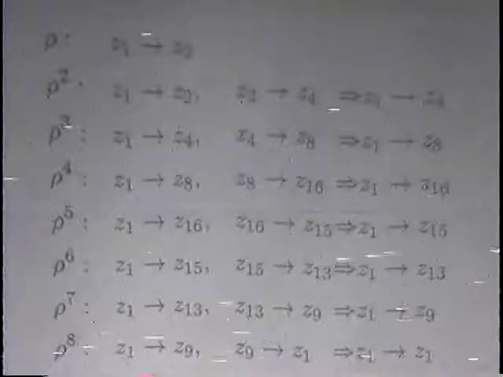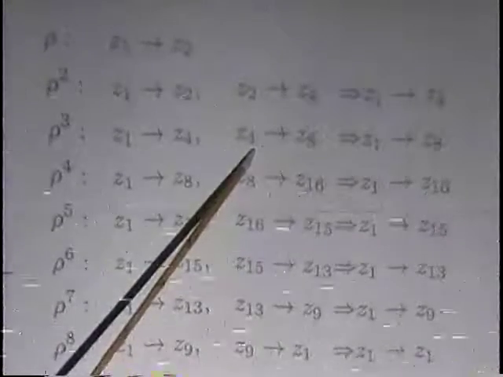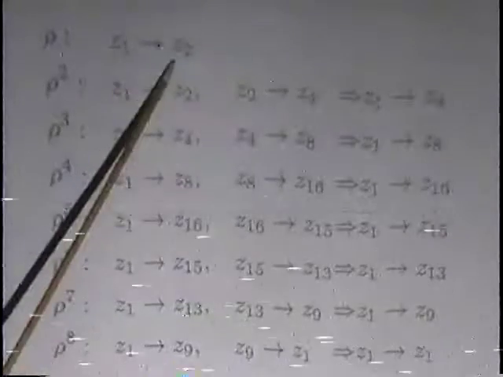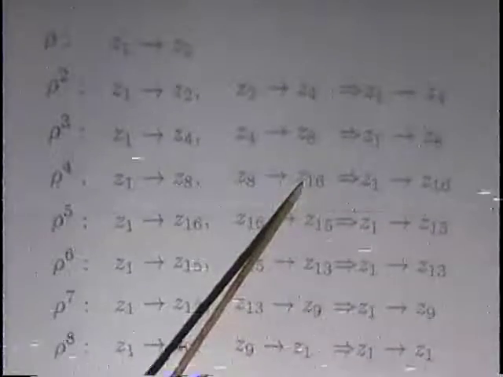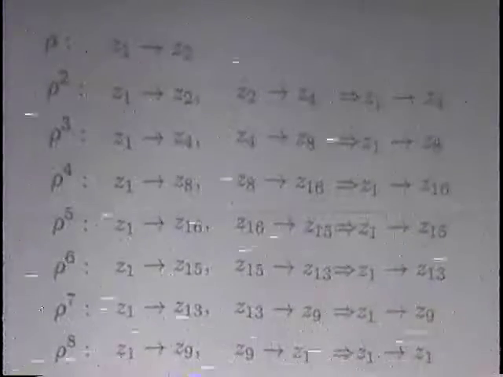Now do it again. First of all, z1 goes to z4. That means we have the double image. And the triple image, we see what happens to z4. Z4 is z1 to the fourth. It goes to z2 to the fourth, which is z8. So all in all, when we do this three times, z1 goes to z8. So we have this triple reflection. And now let's do it one more. Now z8 is z1 to the eighth. That goes to z2 to the eighth, which is z16. So all in all, if we reflect four times, we get z16.